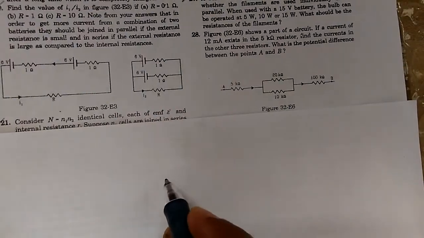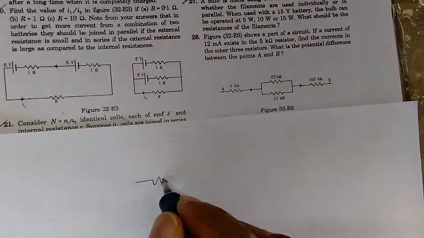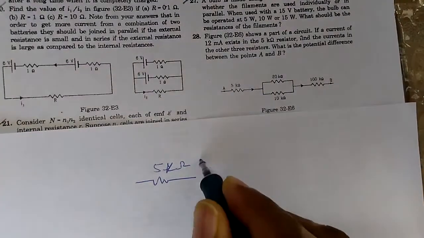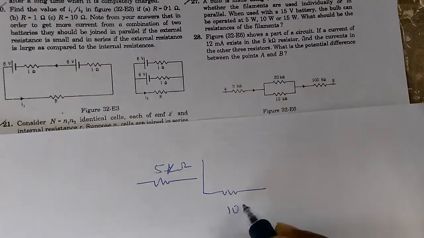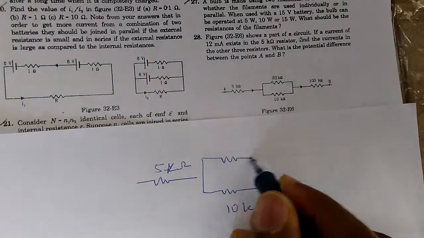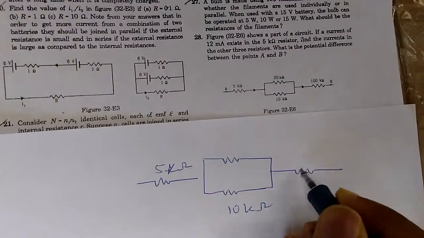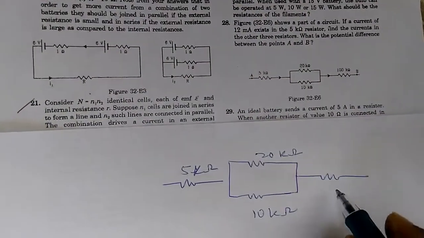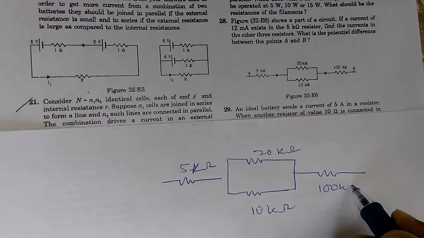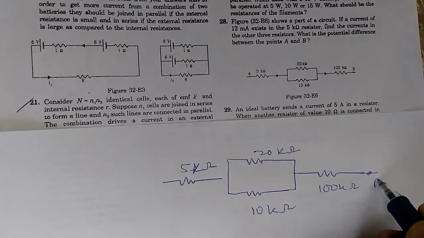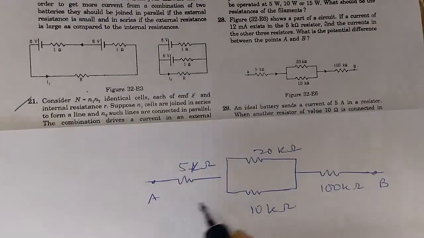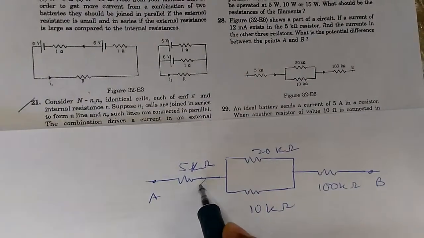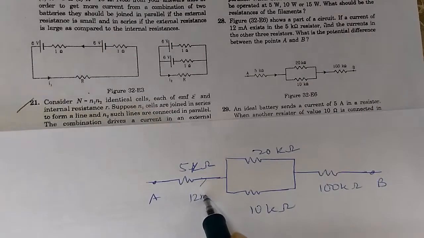So, let us draw the circuit here. 5 kilo ohm, and then these two resistors 10 kilo ohm, and then this is 20 kilo ohm. This one is 100 kilo ohm. This is point B, this is point A. The current here is 12 milliampere.